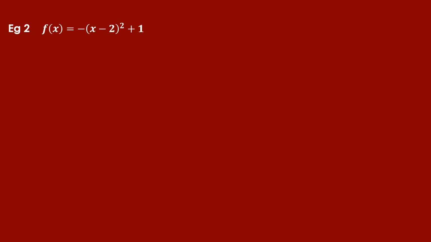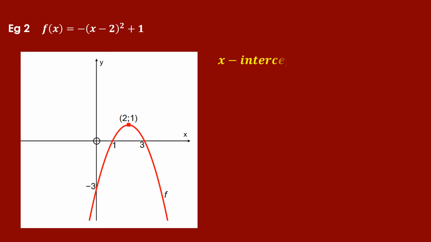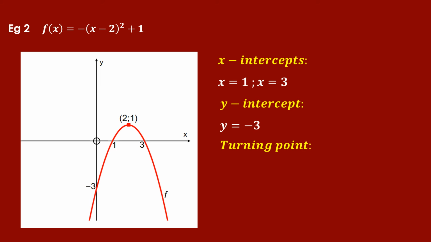In the first example, we sketched the graph from the equation ax² + bx + c. Now let's have a look at a(x - p)² + q. So we're going to sketch the graph of f(x) = -(x - 2)² + 1, which is also a parabola you have sketched before. We end up with a parabola that has x-intercepts at 1 and 3, a y-intercept at -3, and a turning point at (2, 1).